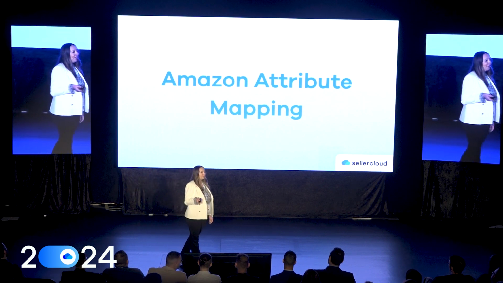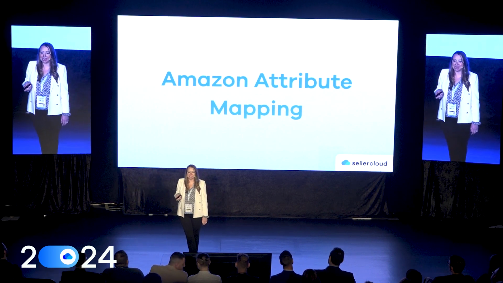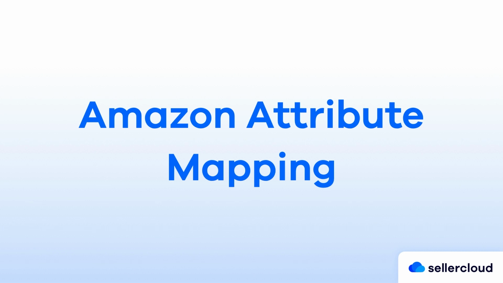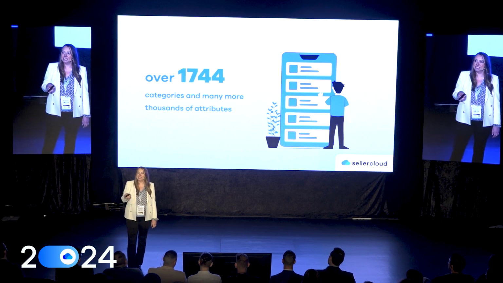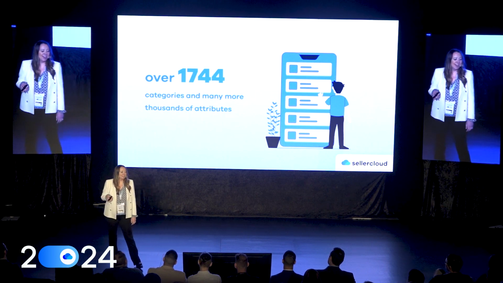To help make all of this easier to post to Amazon, we are very excited to announce that you can now map your attributes. Now, imagine how complex this feature is, as there are over 1,700 categories and even more attributes. So while this was no easy task, you can now set up your rules to help make it more simple to post your products.